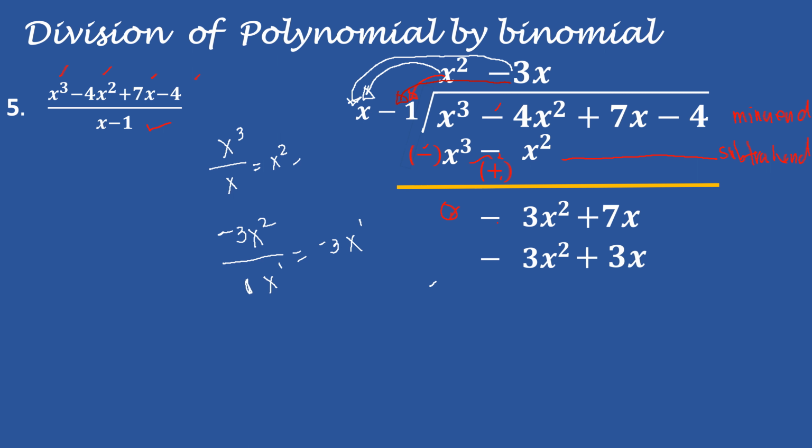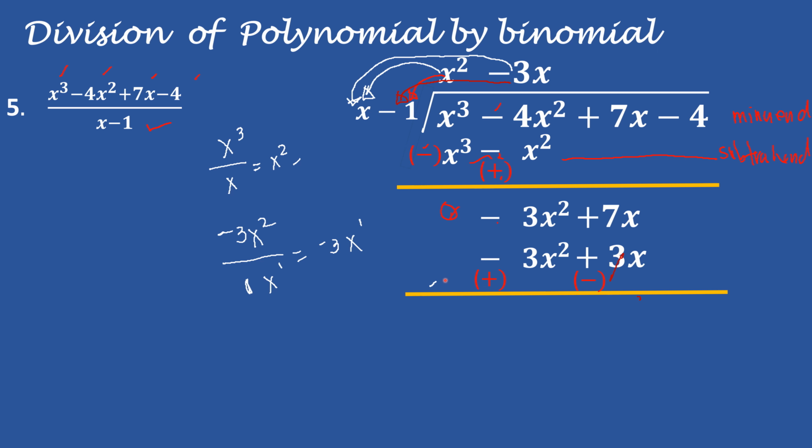And it will give us a positive 3x. And we will put the 3x in line with the 7x because they are similar terms. Next, we are going to subtract them. When we subtract them, we have to change the sign of the subtrahend. So from negative, it will now change to positive. And from this positive, it will change now to negative.